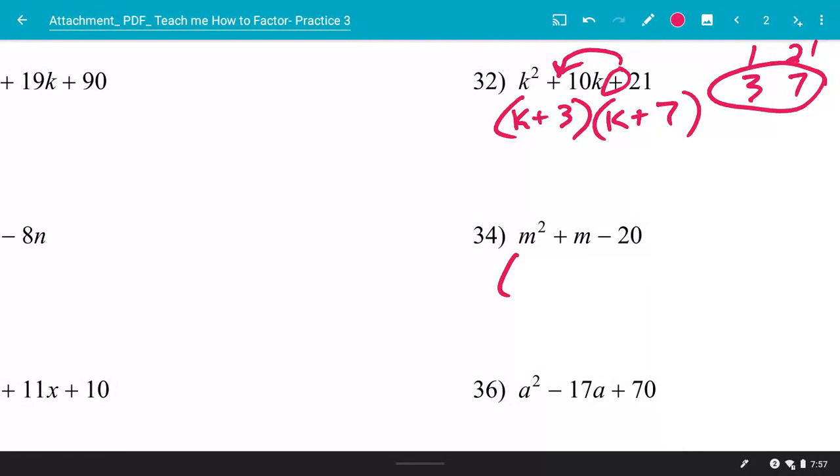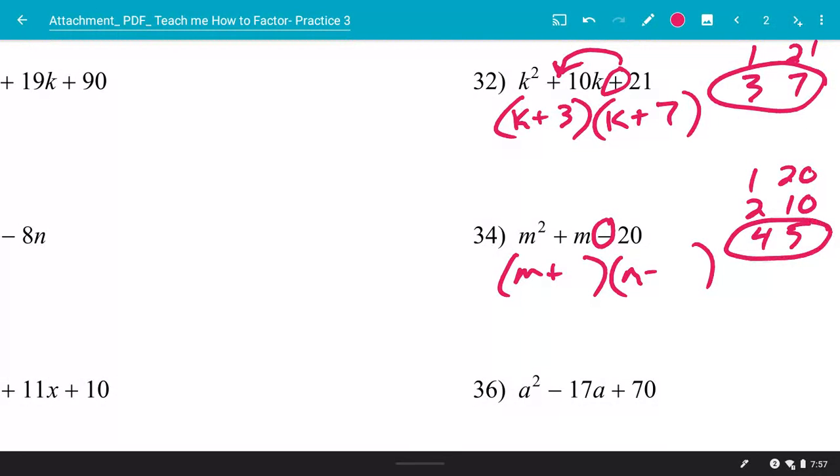34, no GCF, splitting signs. M in each. Signs are opposite. Factors of 20, 1 and 20, 2 and 10, 4 and 5. Which of those come together with opposite signs to give me a 1? Larger number gets the sign from the middle.